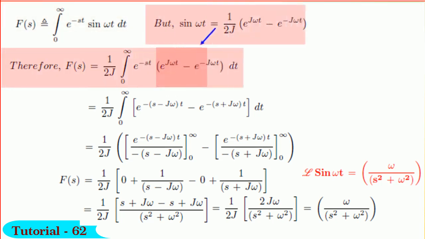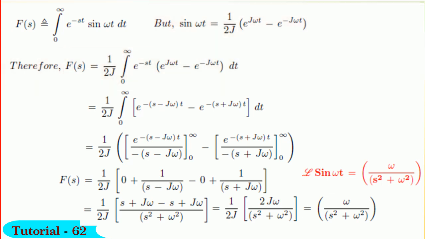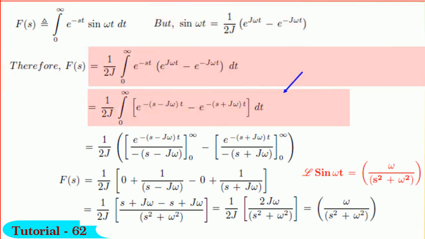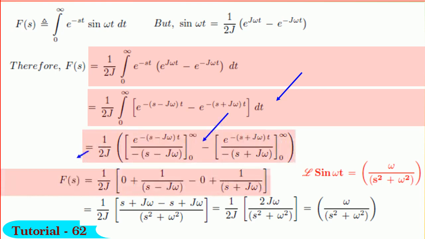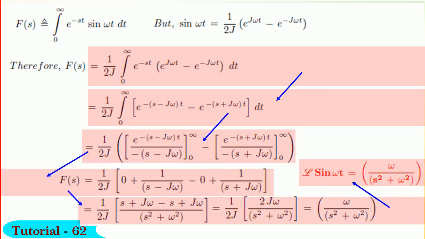By substituting for sin omega t, we get F of s is equal to 1 upon 2j integration 0 to infinity e to the power of minus st into bracket e to the power of j omega t minus e to the power of minus j omega t dt. By using simple algebra and integrating, we get L of sin omega t is equal to omega divided by s square plus omega square. Hope you understood it.